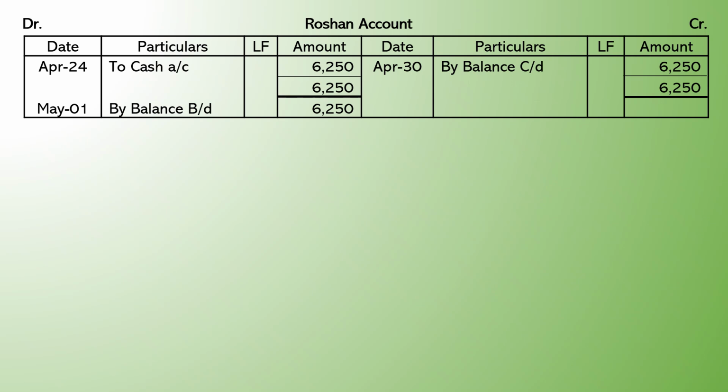as balance carried down on the last date of the month, by which the total on both sides of the ledger will be equal. Thereafter, on the next date, carry down balance with the amount to be brought down on the debit side.